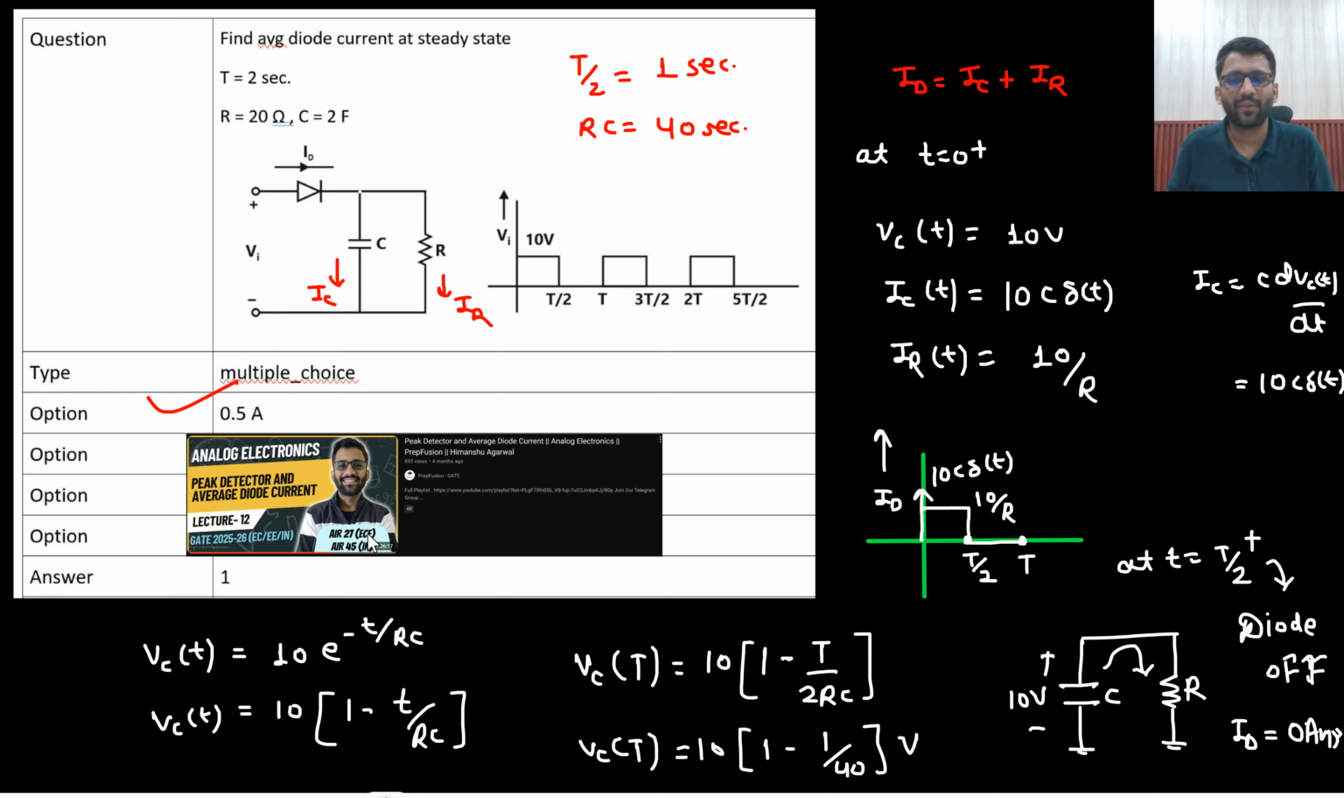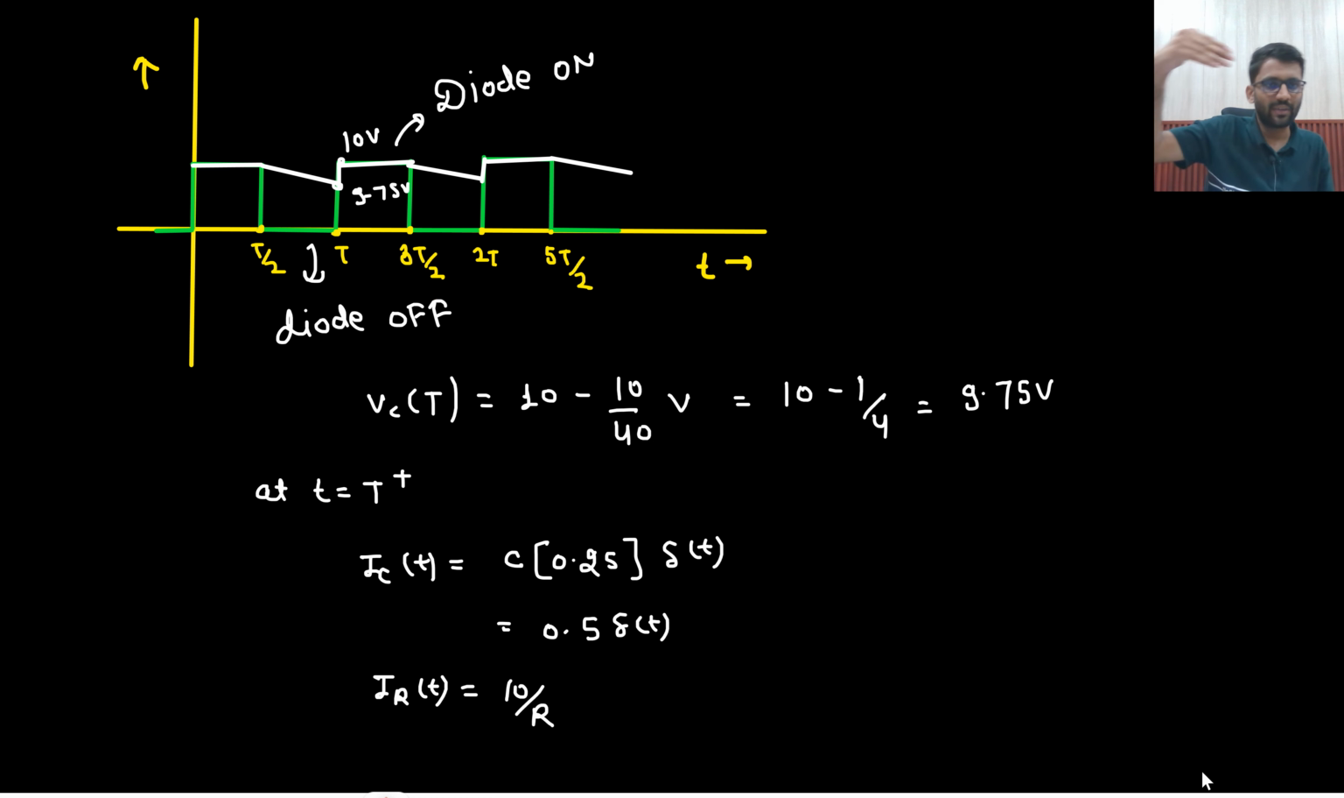So this was a very good question. These kinds of questions can be asked in the interview. So basically, 10 volt came, 10 volt across the capacitor, then 10 C by delta t and 10 by R is the resistor current. Then the diode went off. If the diode is turning off, that means the capacitor is discharging, approximately linearly only.